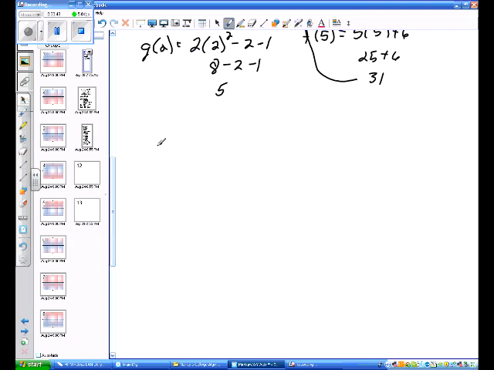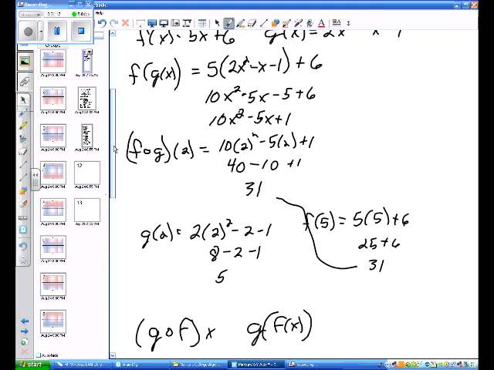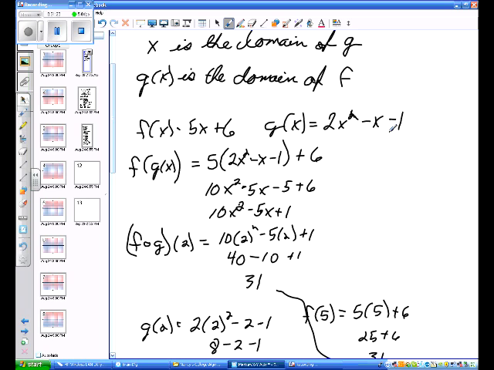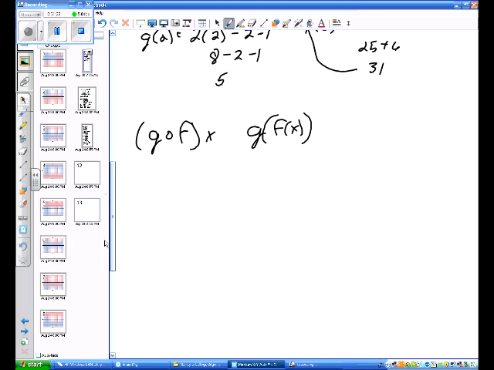Now we can also do g of f of x, which would mean another way, g of f of x. This means take the function g and wherever there's an x, plug in the function f of x. Now our domain was still negative infinity to positive infinity. But what we're going to do on this problem is we're going to take our g of x, which was 2x squared minus x minus 1, and wherever there's an x, we're going to plug in f of x, the 5x plus 6. And let's see what we get there.